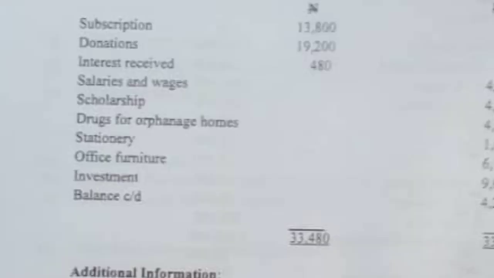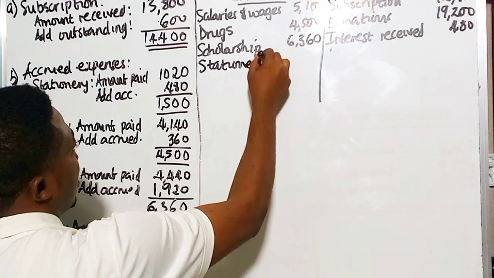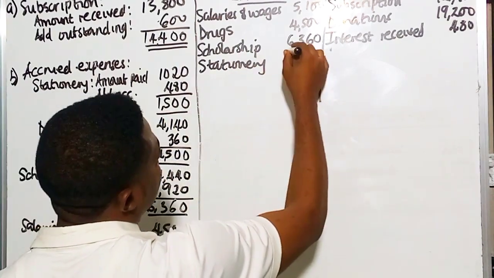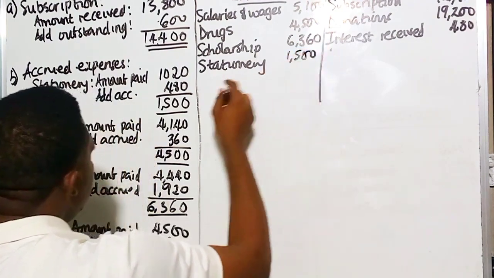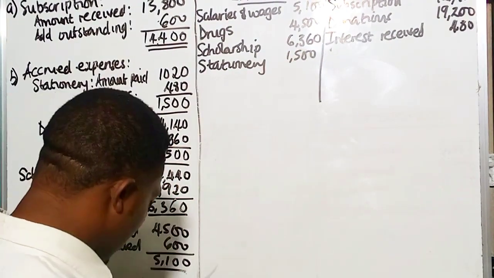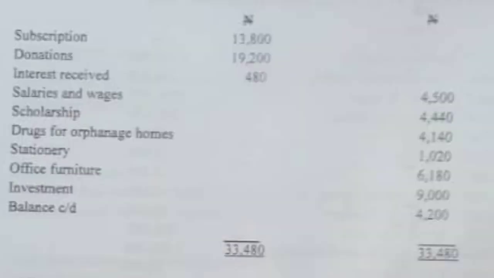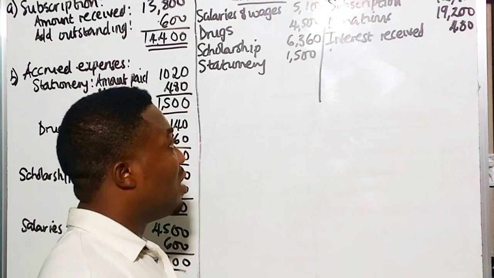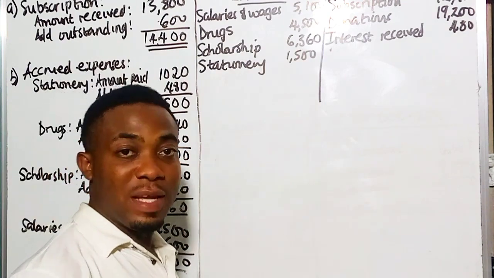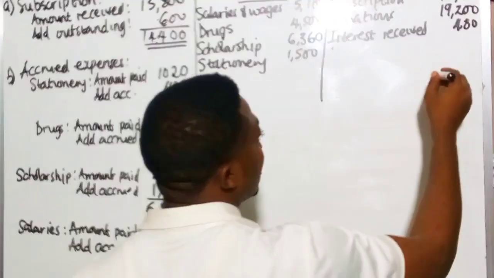The next one is stationery. Stationery, we did an adjustment as 1,500. And that is the only expenditure there. Other payments are not expenditure. They are office furniture and investment. So we are going to add this to see if we have a surplus or deficit.